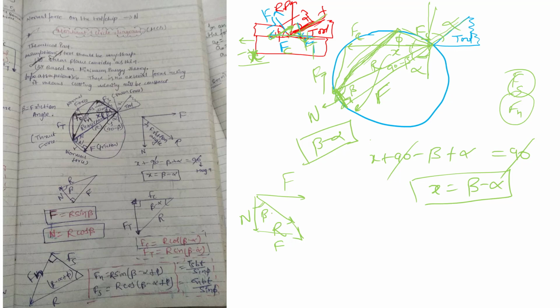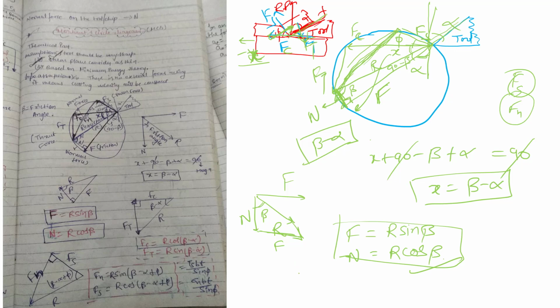So how to find F? We can find F as R sine beta, since beta is the front side, and if N is the adjacent side with the angle, then it is R cos beta. So we have found F and N.